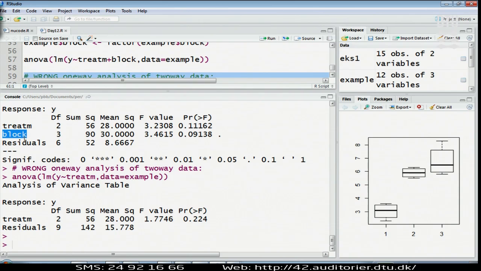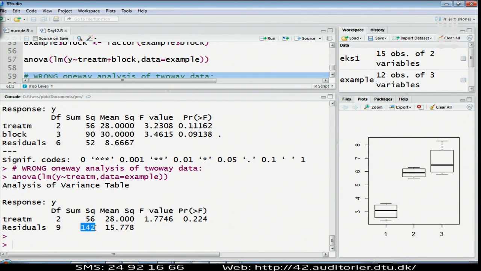But now look at the difference. Instead of having block and residuals with 3 and 6 degrees of freedom, I have residuals with 9 degrees of freedom. That's the sum of those two, right? Instead of having a sum of squares of 90 for block and 52 for residual or errors, I have a joint residual down in the wrong one-way analysis. They have been put together. The 90 and 52 have been added together to 142.